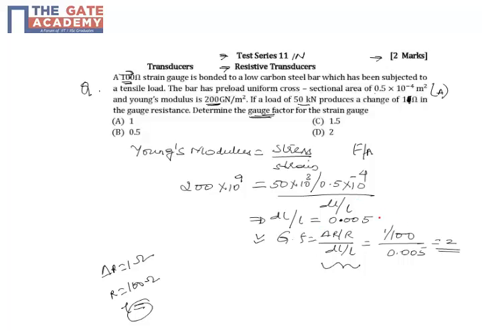So now we know the change in length by original length and we know delta R by R. So we can easily calculate the gauge factor, which is the change in resistance, 1 ohm when the 50 kilonewton load is applied, and the original resistance is 100 ohms, divided by change in length by original length, which we computed in step 1 as 0.005. When we simplify this expression, we get 2. So the gauge factor for this strain gauge is 2. So here the correct option is D.